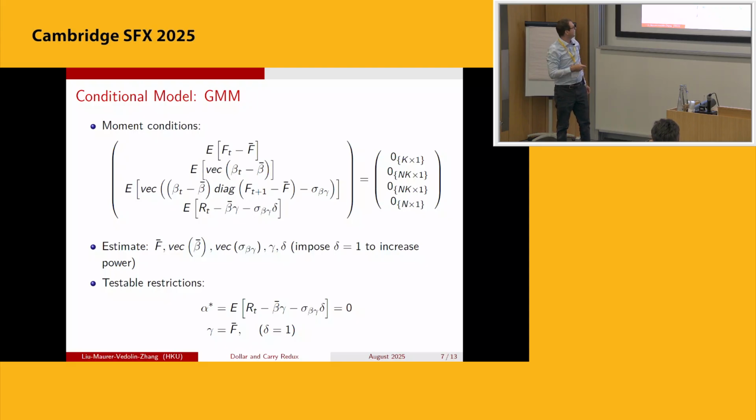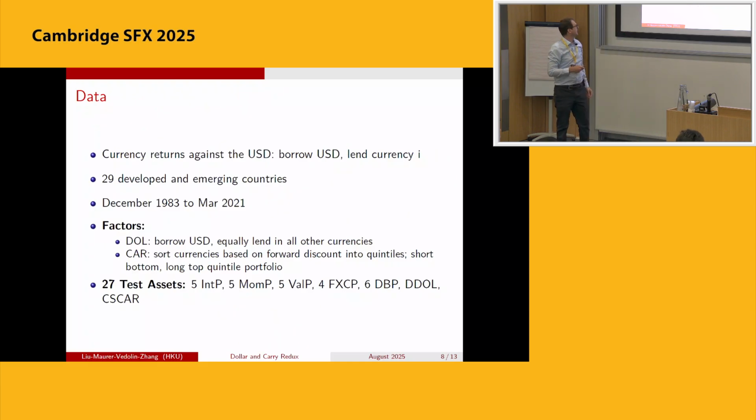But that's essentially our estimation. Then what are the testable restrictions? If gamma is not forced to be equal to the average return of the factor, then you can test, is this equal or not? We find that they're very similar, so whether you impose it in the estimation or not doesn't really matter. And then, of course, you can look at the cross-sectional alphas, right? The average return of the test asset versus what the model implies. And again, for most of the tests, we just set delta equal to 1 as theory predicts.